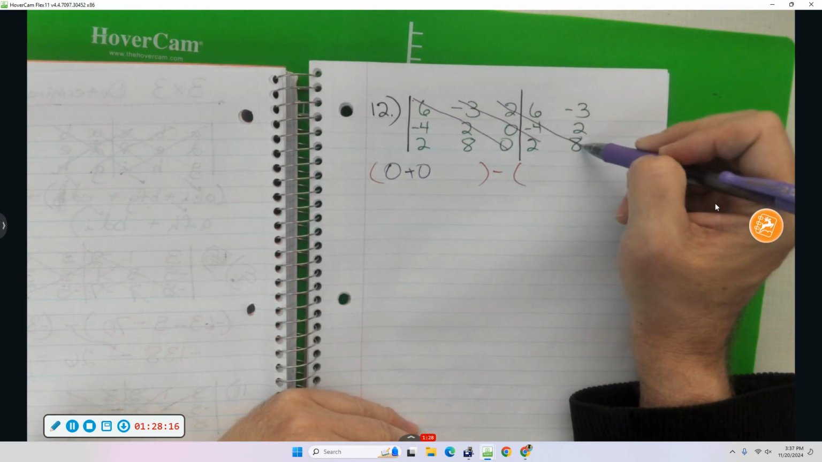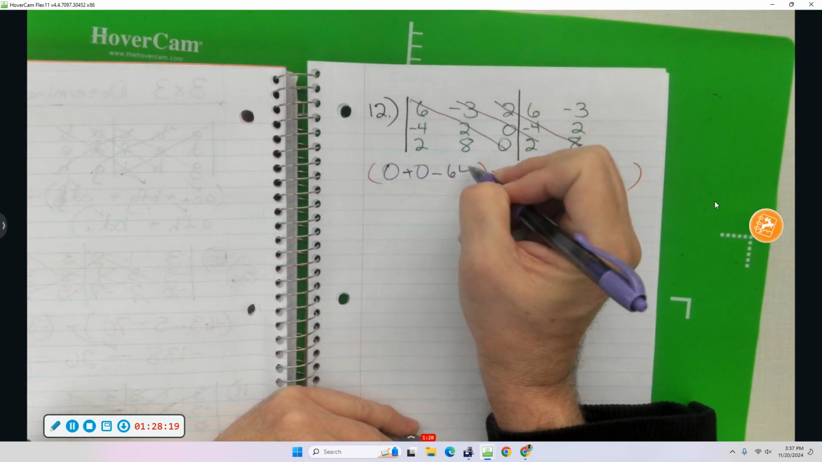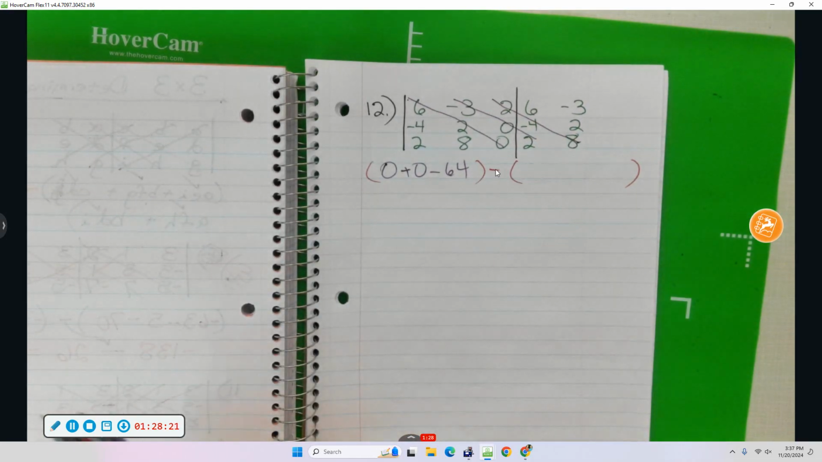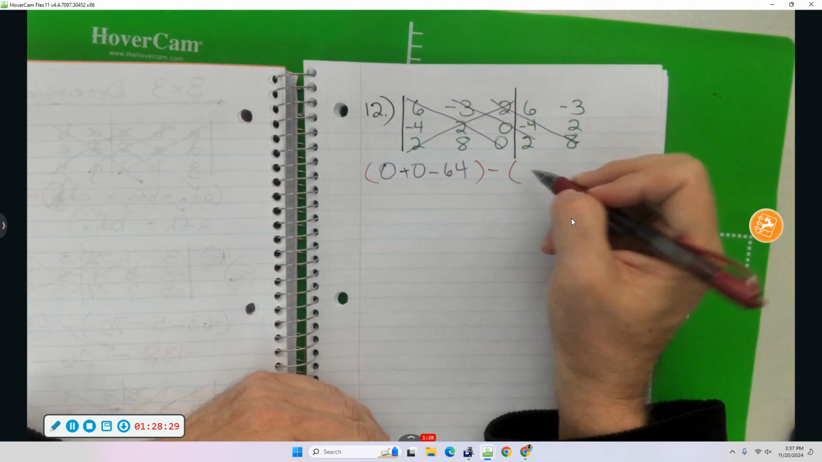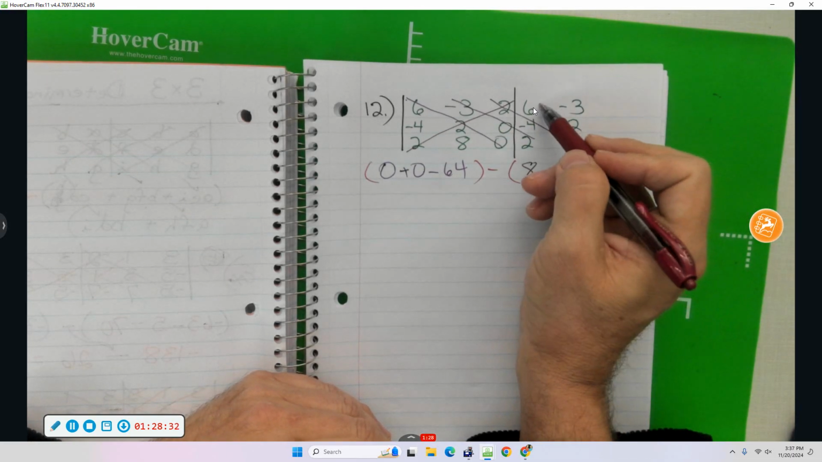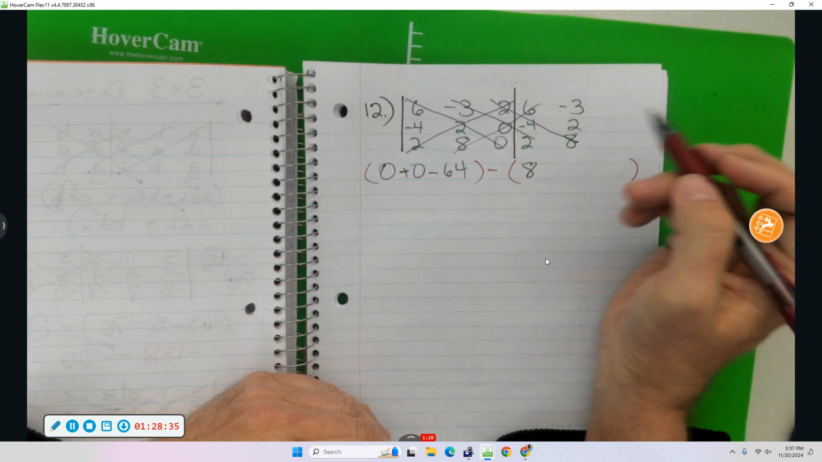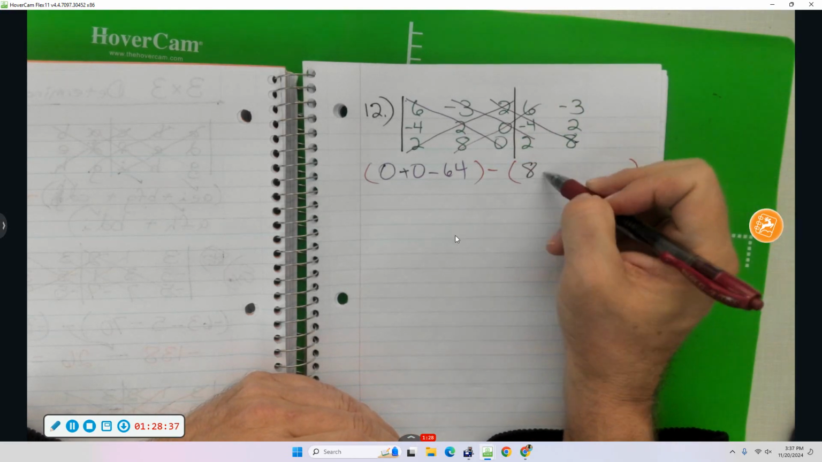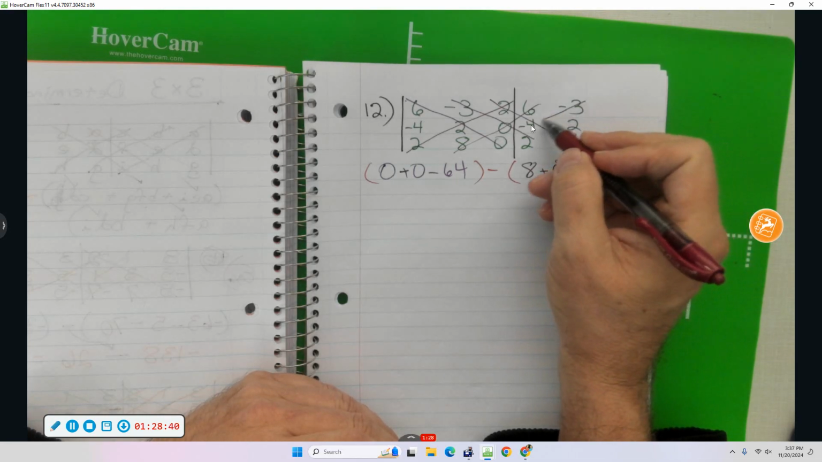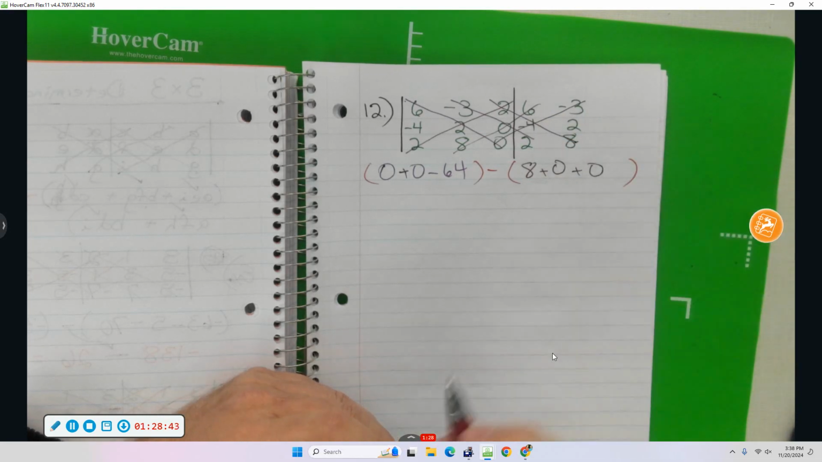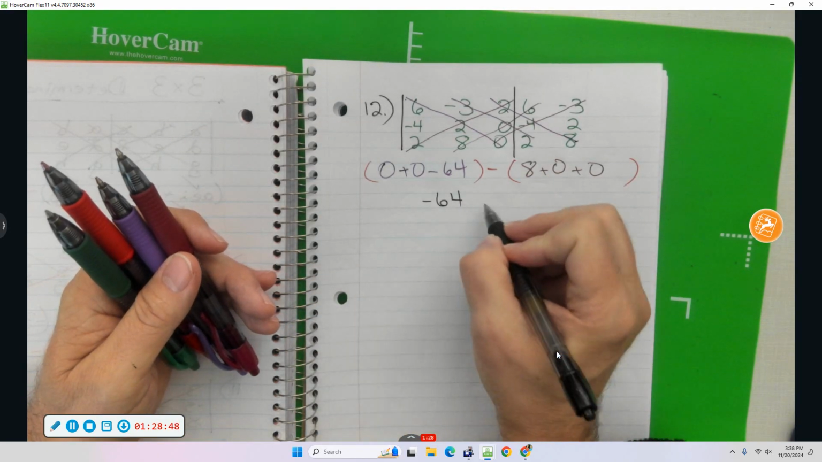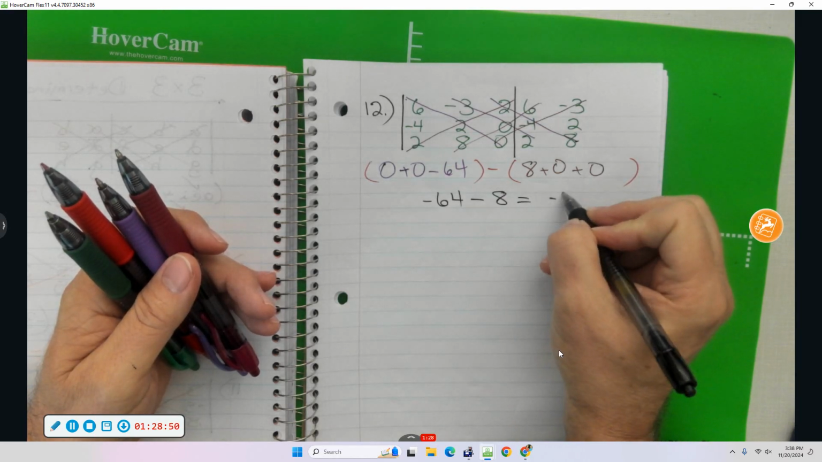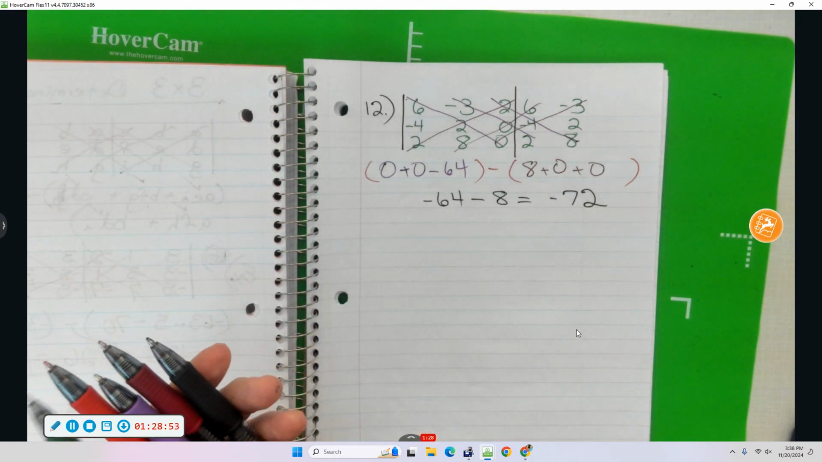2 times negative 4 times 8 is negative 64. And now we'll go in the opposite direction. We're still positioned at that 2. 2 times 2 times 2 is 8. And what are the other two? 6 times 0 times 8 is 0, and negative 3 times negative 4 times 0 is 0. So we have negative 64 minus 8, which gives me a negative 72.